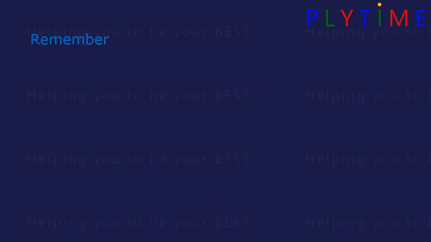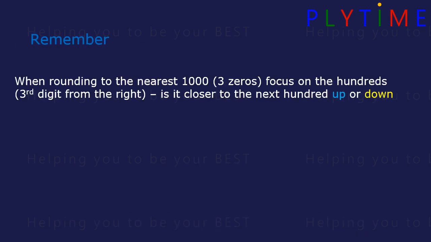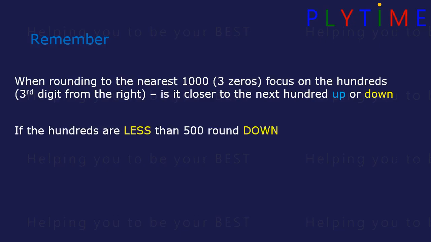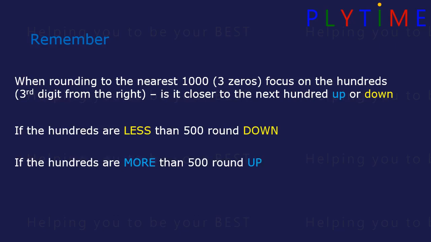Remember, when rounding to the nearest 1,000 with 3 zeros, we focus on the hundreds, the third digit from the right, and check, is it closer to the next 100 up or down? If the hundreds are less than 500, we round down. If the hundreds are more than 500, we round up. And if the hundreds are exactly 500, we also round up.